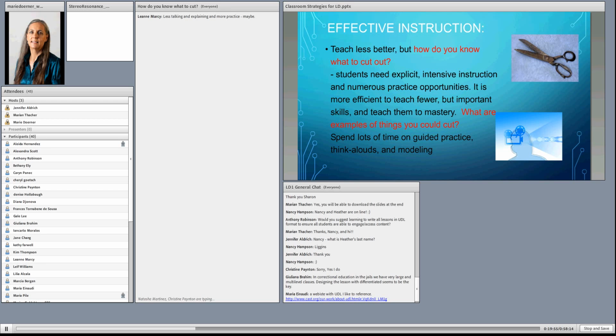Anyone else have ideas of how could you teach less better, and how do you know what to cut out? One of the things is you can figure out what students already know, and then maybe you don't need to go over that part of the lesson as extensively, and then just teach the new material.